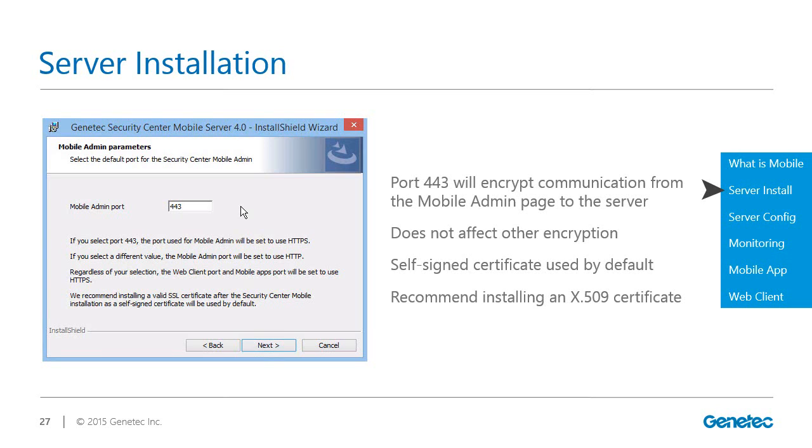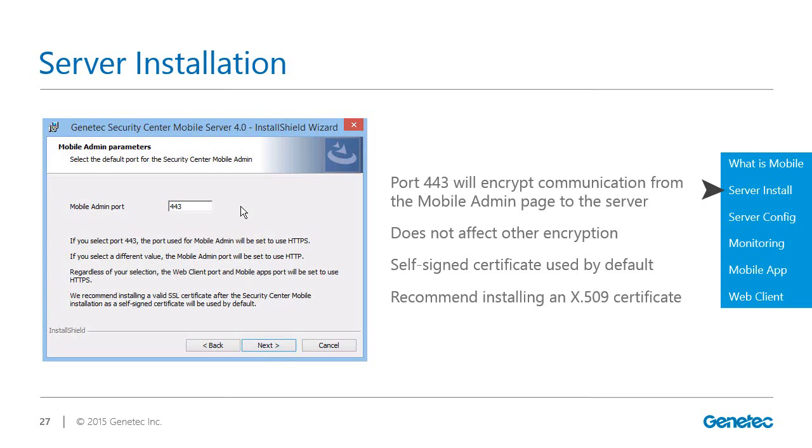When installing GSC Mobile, a self-signed certificate is installed automatically, which is not a valid SSL certificate, and it's really only used for testing purposes. We'll take a look at encryption a little bit later on, but to fully secure the system, a valid X509 SSL certificate really should be installed on the server. These can be obtained from various third-party companies.